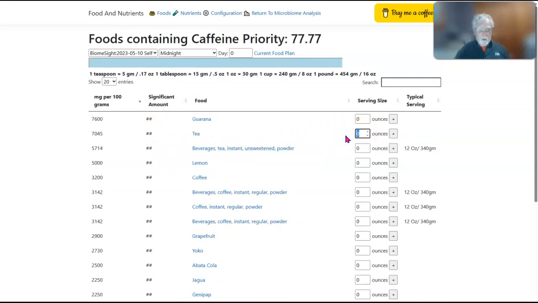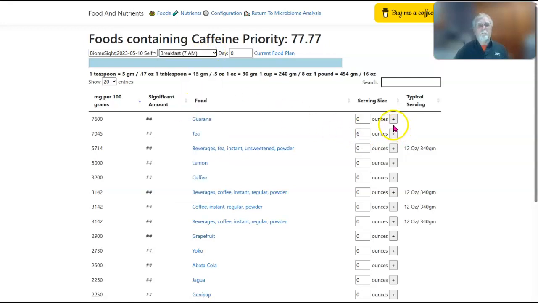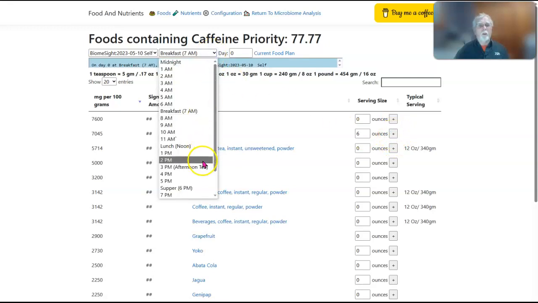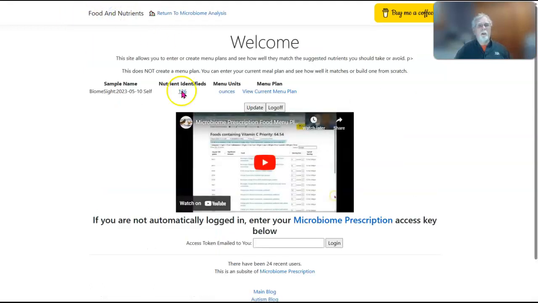So you could start with a 6-ounce cup of tea for breakfast. For afternoon tea, add in 6 ounces more. We have lemon already, which is sweet. We are getting some caffeine from lemon. I never knew lemon had caffeine. Grapefruit, we're also getting caffeine there. So there's a double blessing from that particular food.